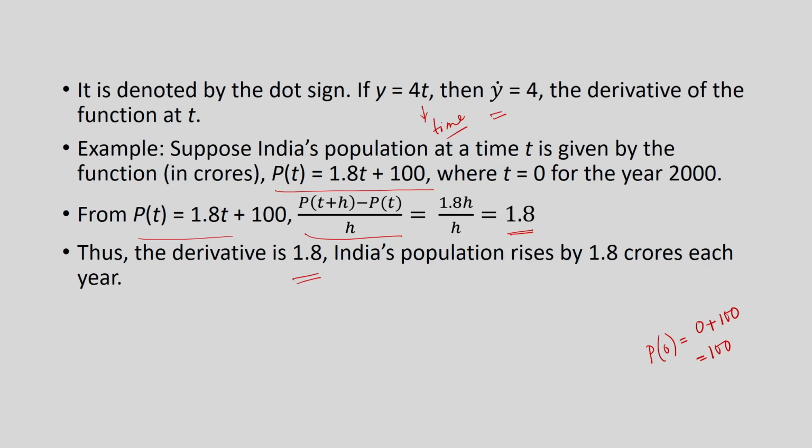I am going to talk about why we can interpret this as per year, right. Each year means in 1 year. So, why we say so? Why are we not saying that this is the instantaneous rate of change?